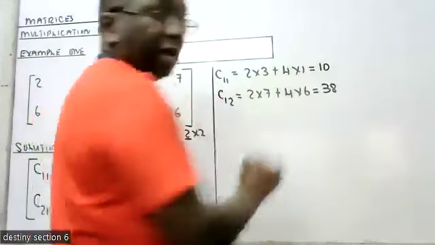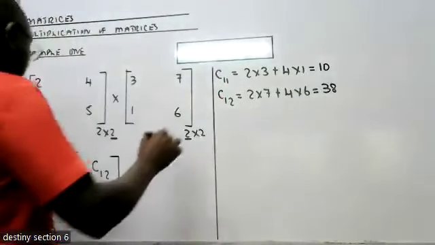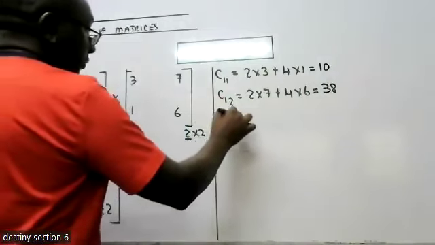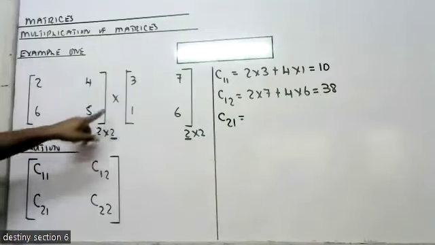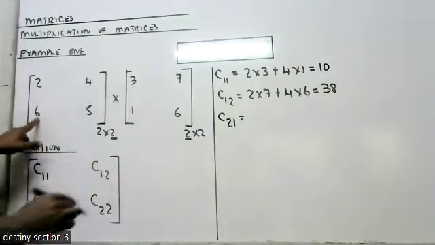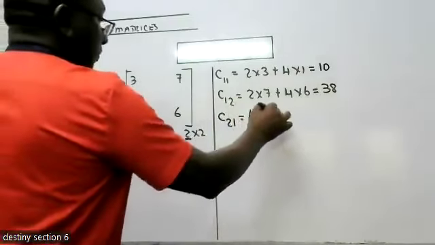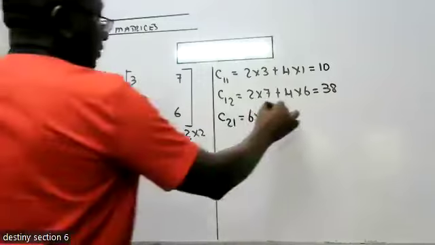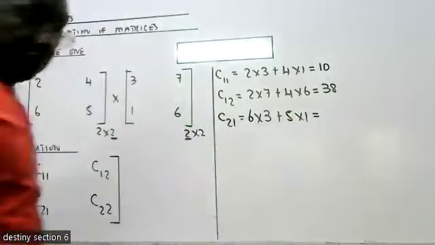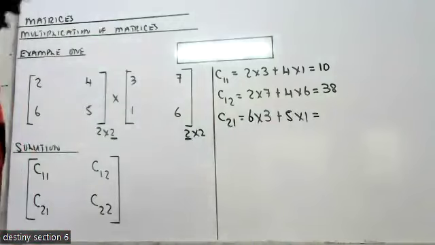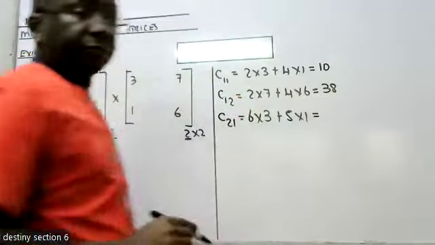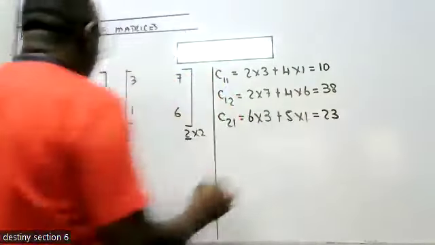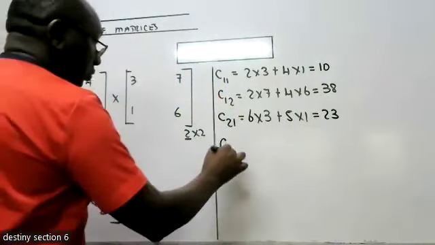That's 38, good. We come here and get C21. So C21, it is the values in row 2 and column 1. So we take this one, we say 6 times 3 plus 5 times 1. So 6 times 3 plus 5 times 1 is 23. 23, good.